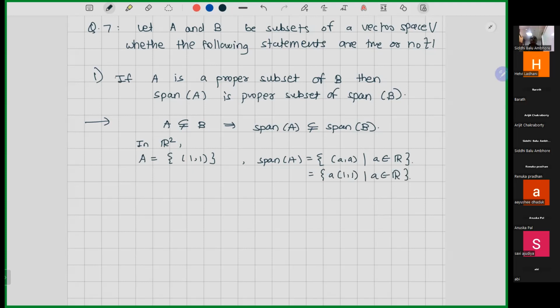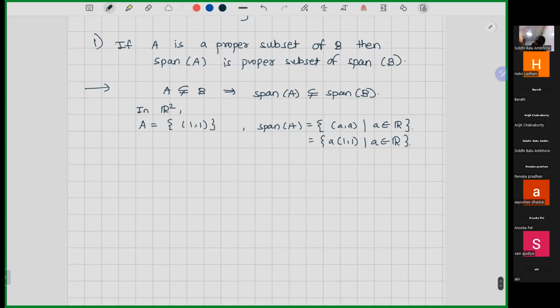Arijit, I was saying that when we say proper subset, what does that mean? That there must exist an element from span of B such that it is not in span of A. We are not only saying it is a subset. Subset, yes, definitely it will be a subset, but we want it to be a proper subset.